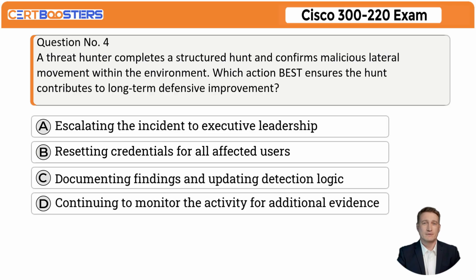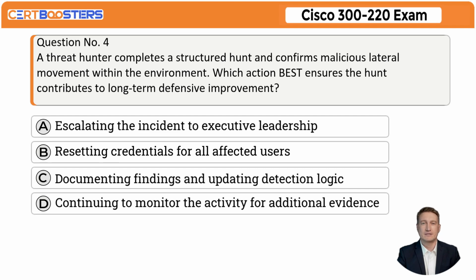Question number 4. A threat hunter completes a structured hunt and confirms malicious lateral movement within the environment. Which action best ensures the hunt contributes to long-term defensive improvement? A. Escalating the incident to executive leadership. B. Resetting credentials for all affected users. C. Documenting findings and updating detection logic. D. Continuing to monitor the activity for additional evidence.